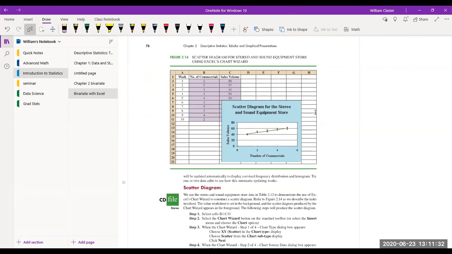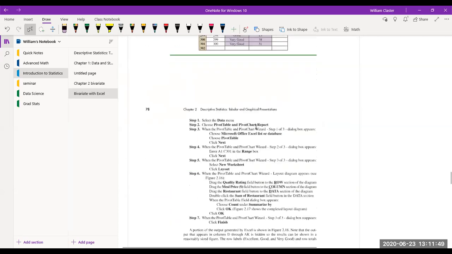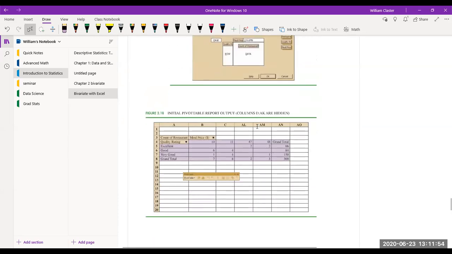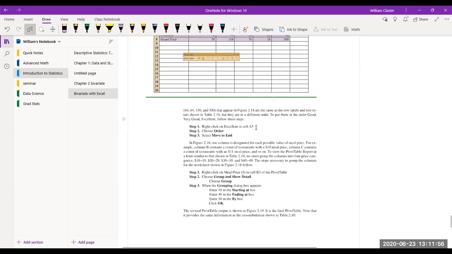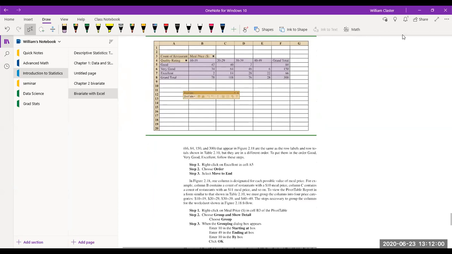2, 2, 2, right. And they are the number of commercials and the sales volume. Okay. And here, this is called a scatter diagram because both of the variables are numeric. Okay, and we saw that already. And what else? So pivot table, I'm not going to do it right now. Maybe we'll come back and do it. Okay? All right, so that is the end of chapter 2.